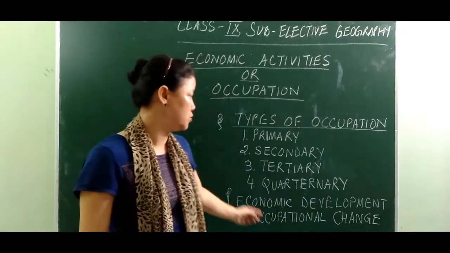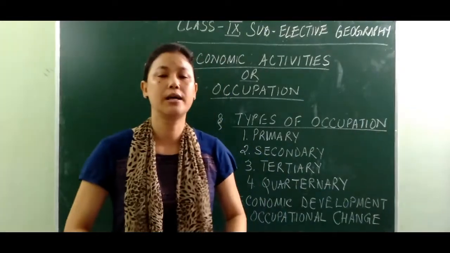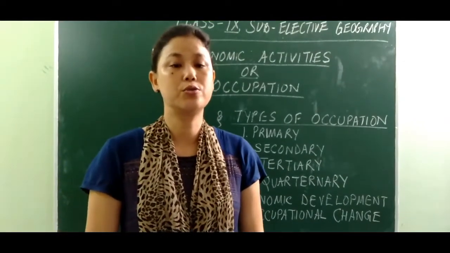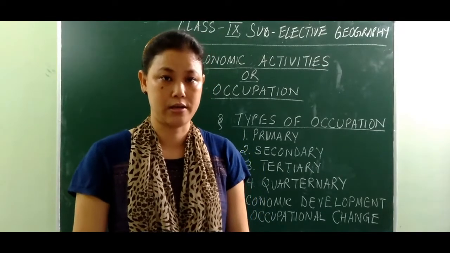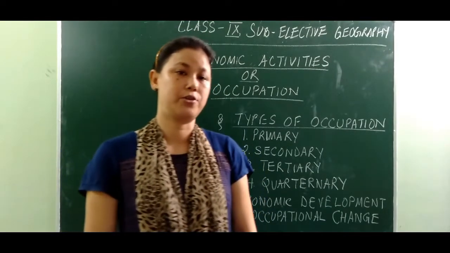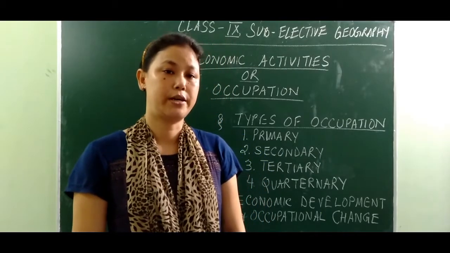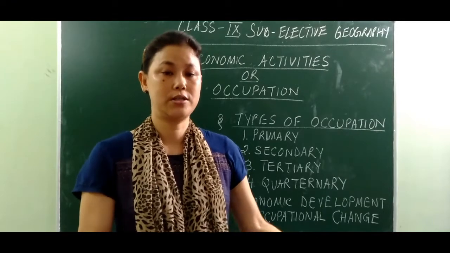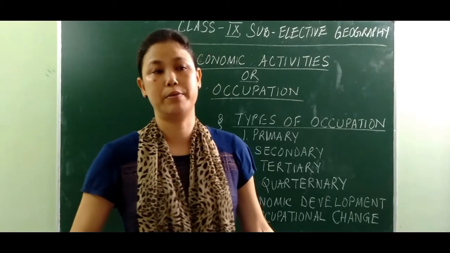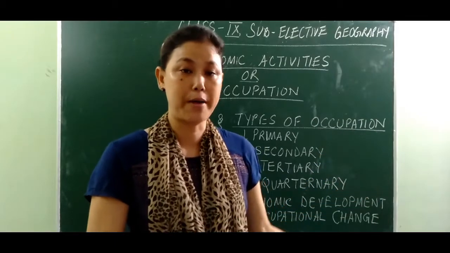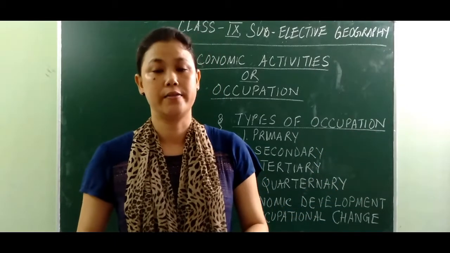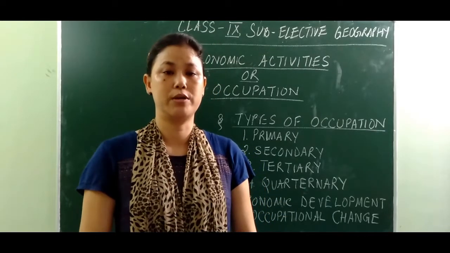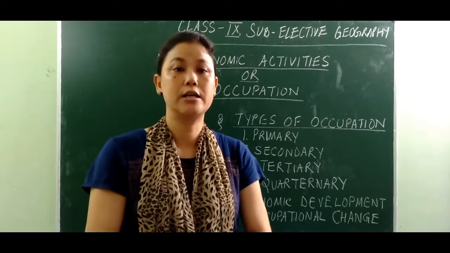Secondly, we come to secondary occupation, and secondary occupation involves the use of manufacturing. What they do under secondary occupation is that the people involved in this occupation take the resources that are collected by the people under the primary occupation, and they manufacture them and make a final product to be used and also to be sold.